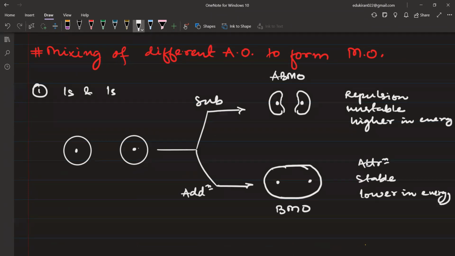Now this BMO is called sigma 1s. That means we are forming a sigma bond via the 1s orbital. If you are using the 2s orbital, then it will be sigma 2s. In this case, this ABMO will be sigma star 1s. Remember the star? Because it is ABMO, we write star, and this sigma star has been formed via the 1s orbital. All of you understood this? Yes or no? Please tell me.